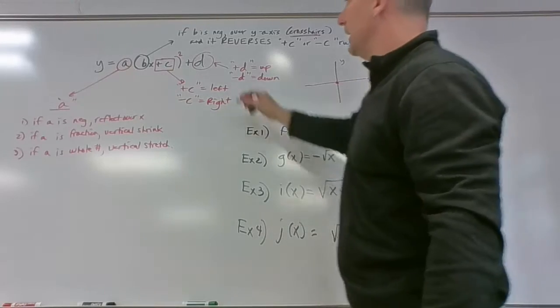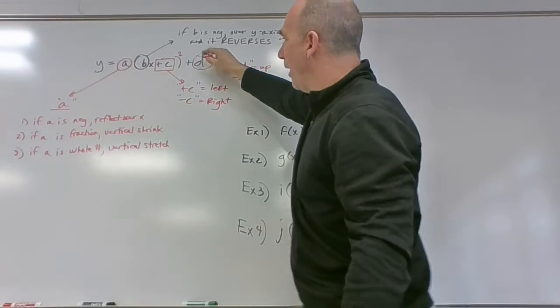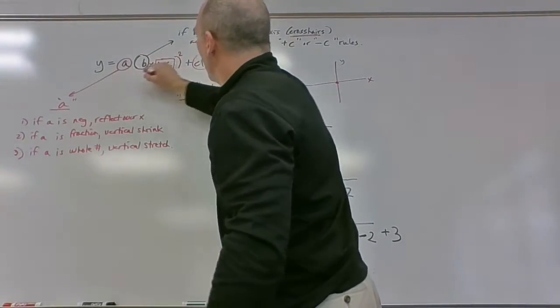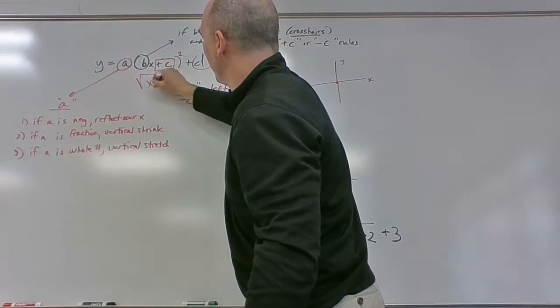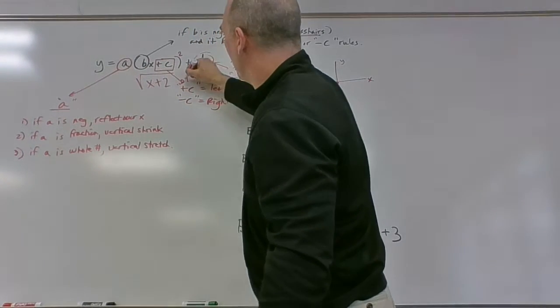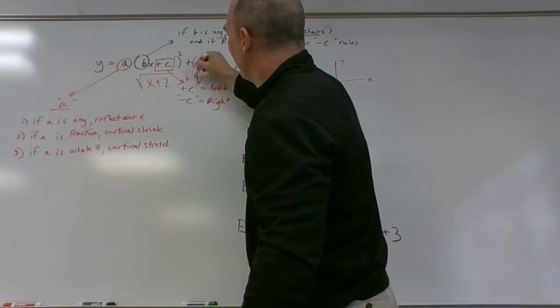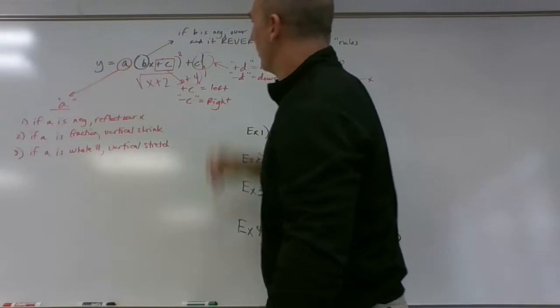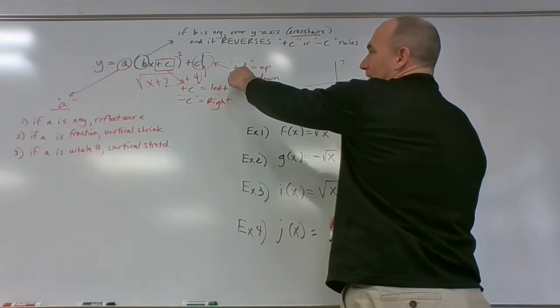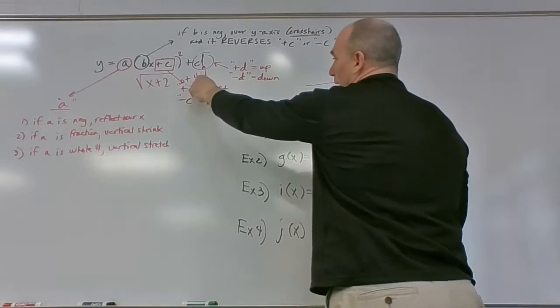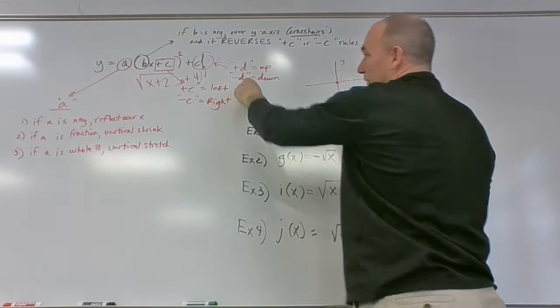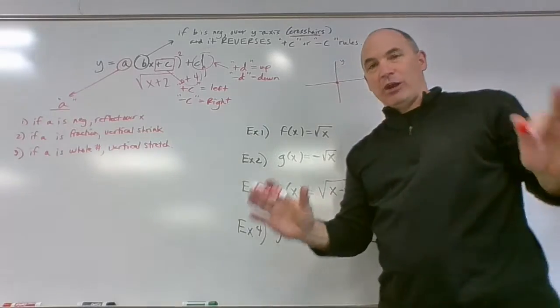And then D is something outside of the parentheses, or if this was a square root and it was like x plus 2, plus 4, and that's outside the square root, then that would be our D. And if it's a positive, you just simply go up 4. If that's a negative 4, then you would go down. So those are the general rules.